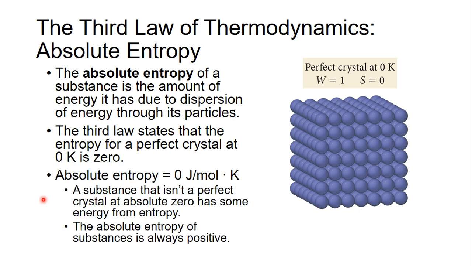And so we say that value is 0 joules per mole. Like I said, a perfect crystal doesn't move, there's only one position. So when we talk about absolute entropies of anything else, that value is always going to be positive. The lowest you can go is 0. Any temperature above that will have some positive value of entropy or disorder.